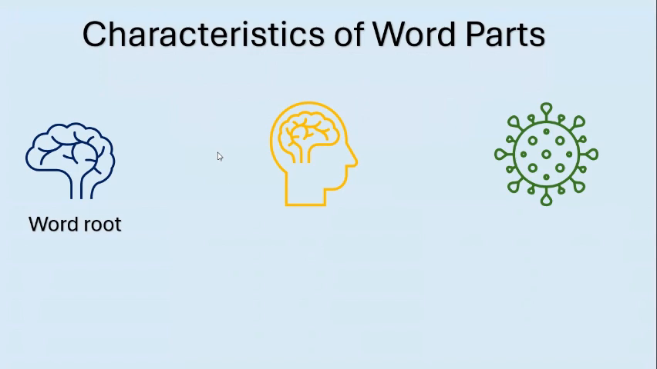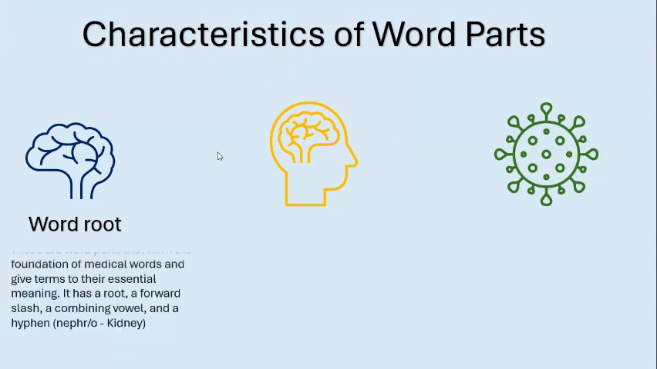Here, when we're looking at the word root, we can look at it as the foundation, the basic word part that gives essential meaning to medical terms. They are the basic word parts in the medical field, and they basically don't change. They give meaning to the term. They are written in a particular form where we have the root word, a forward slash, the combining vowel, and the hyphen. Then we have the prefix.